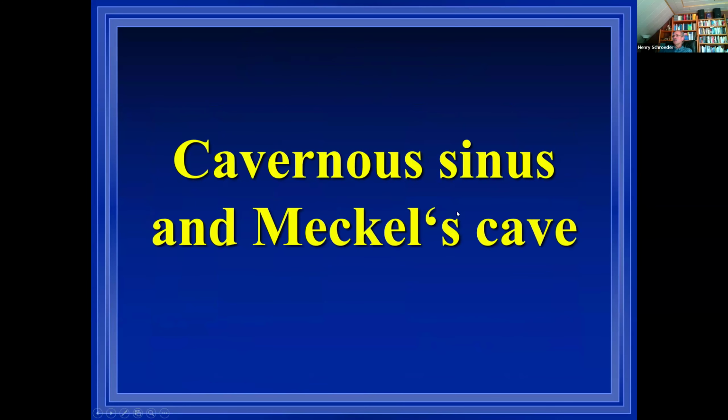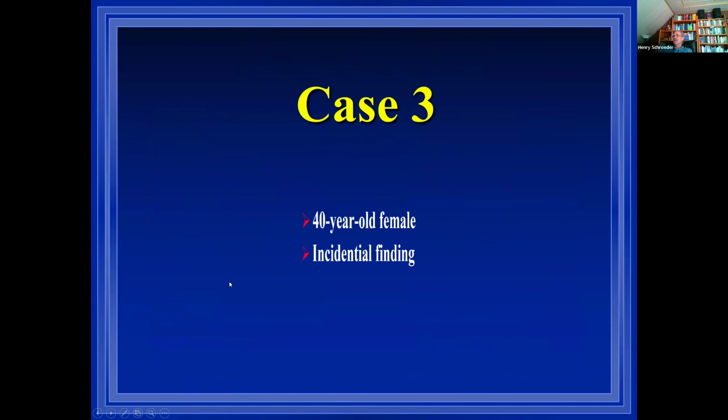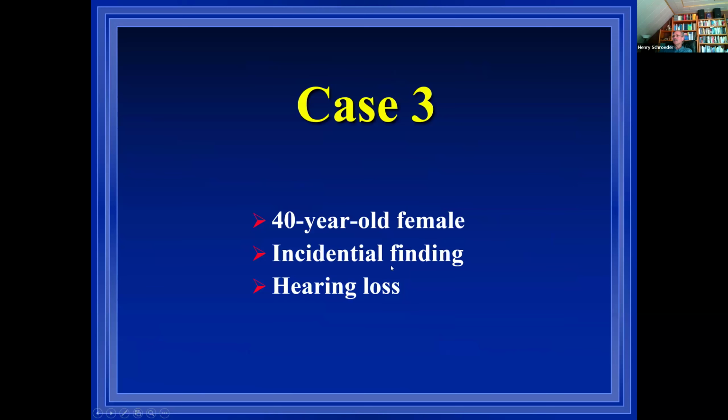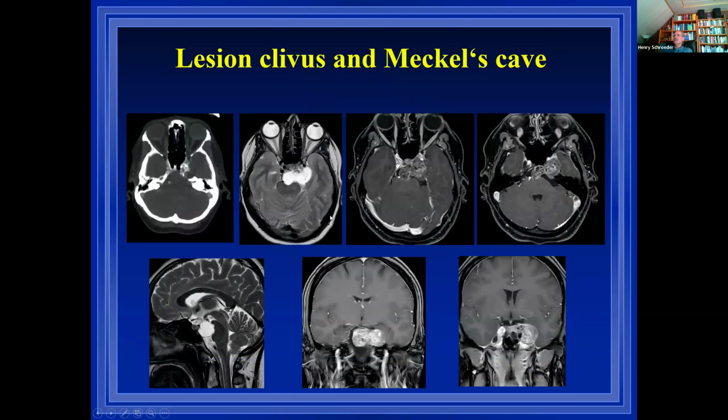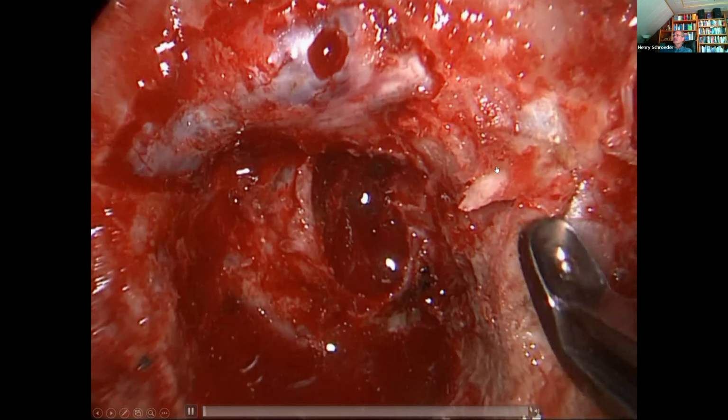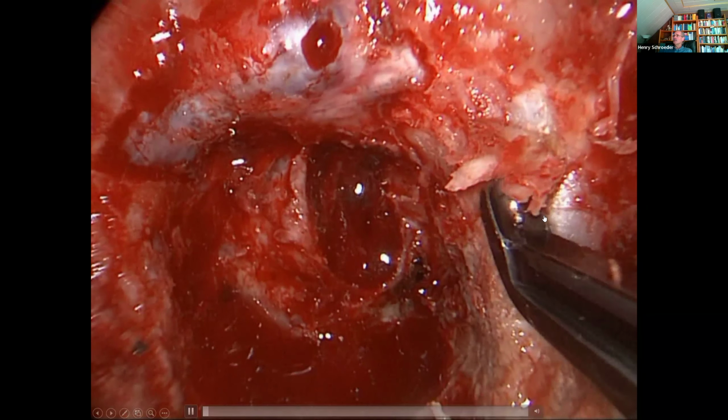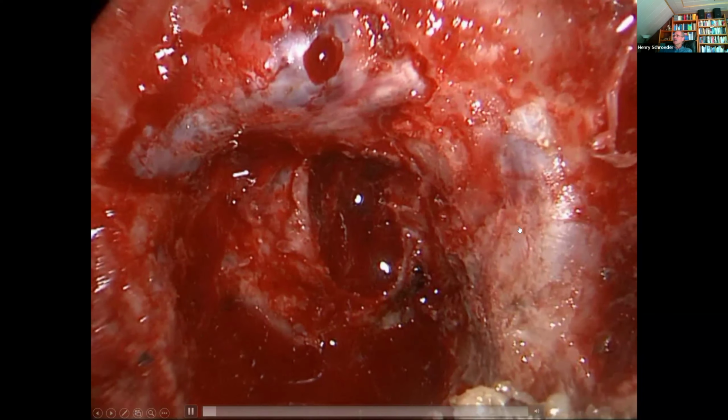The final case I want to show is a cavernous sinus Meckel's cave case, 40-year-old female, incidental finding with hearing loss. You see this huge tumor compressing the brainstem and going to the left cavernous sinus as well as to the Meckel's cave. So what is the best approach for this? Of course, we come here endonasal, we have a large space to enter. We always unroof the clival carotid to get more space.